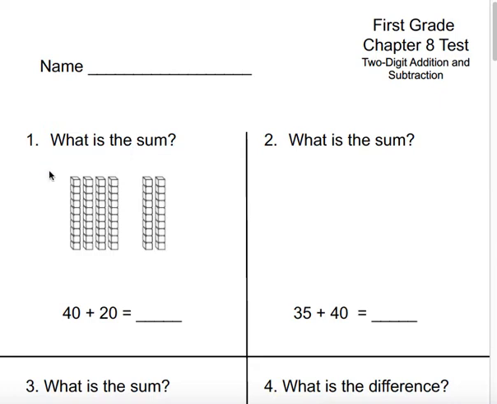What is the sum? So it says 40 plus 20 equals, and then they drew you 10 sticks so you can count and add 40 plus 20. So at any part during this test, you can pause it and work on it and then unpause it to go to the next question. So I'm going to move on to number 2. What is the sum? 35 plus 40 equals what? If I were you, I would draw 35 with tens and ones and then draw 40 and count and add.